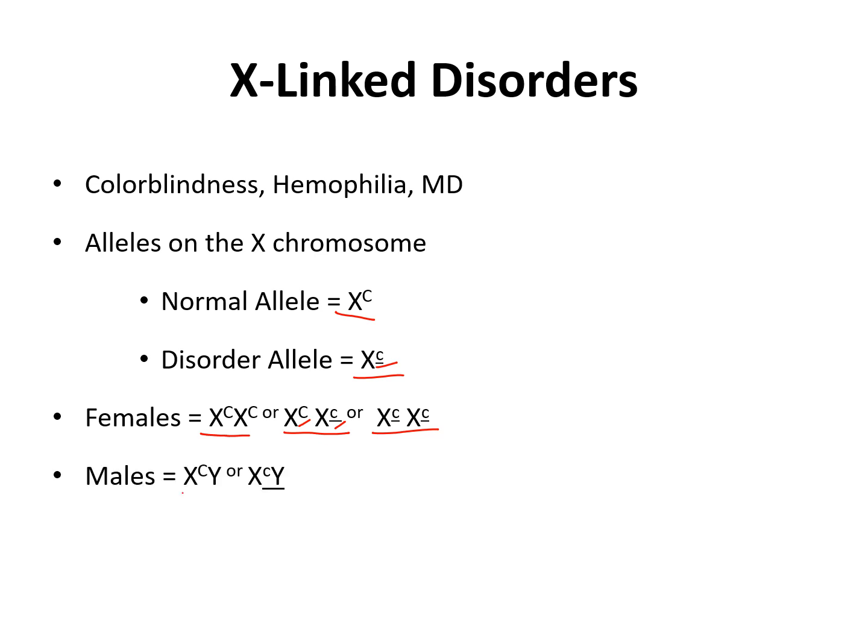Males, you write the X and the Y, and only the X has an allele, so only the X has a superscript letter. So this is a male who carries one normal allele, so he has the normal phenotype. This male, the X chromosome has the recessive allele, so that should be underlined there, so he is expressing the disorder.